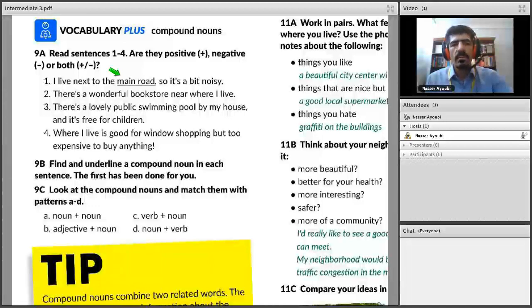Number 2. There is a wonderful bookstore near where I live. So a wonderful bookstore is all positive. And the compound noun here is bookstore. It consists of book and a store. Number 3. There is a lovely public swimming pool near my house, and it's free for children.